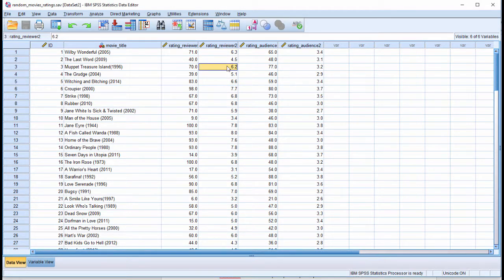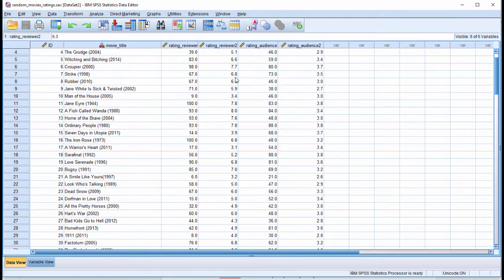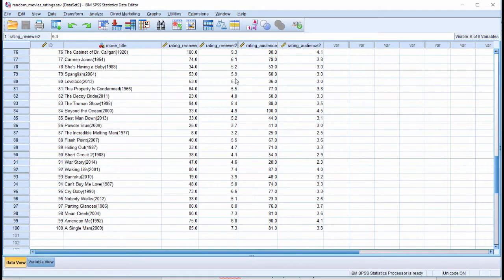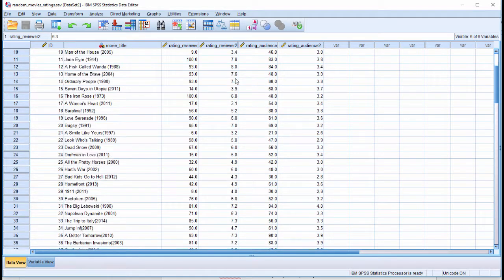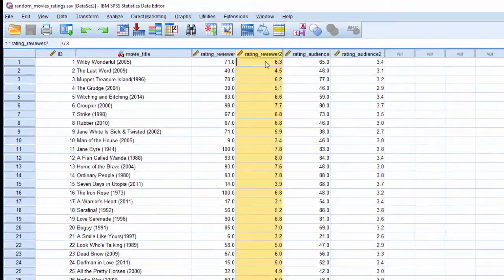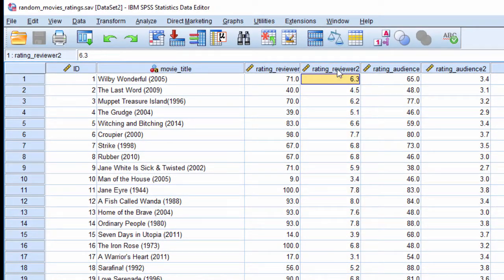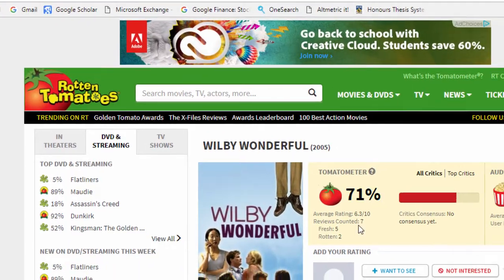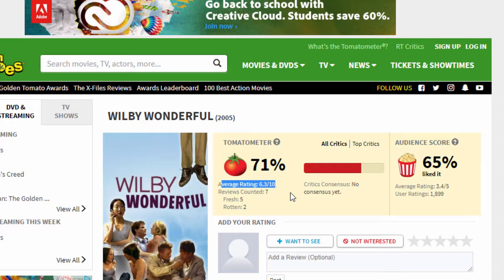In this video, I'm going to calculate the basic descriptive statistics associated with the ratings provided by viewers of 100 random movies selected from the Rotten Tomatoes website. And for this basic analysis, I'm going to guide your attention to the rating reviewer 2 variable, which corresponds to the average rating that you get out of 10, rather than just the percentage of people who liked the movie or didn't like the movie, which is this percentage.